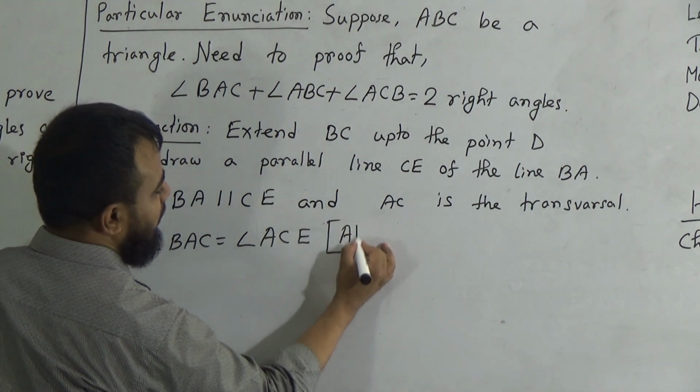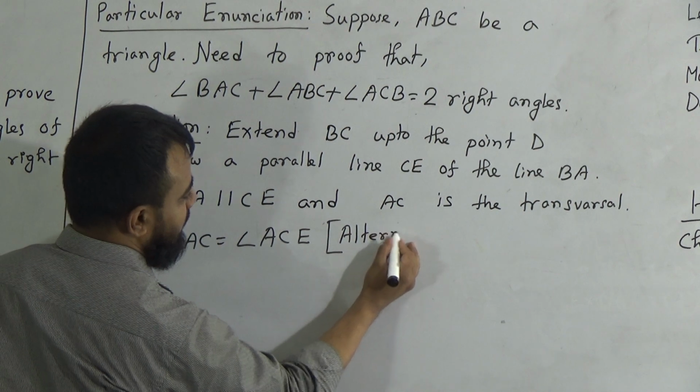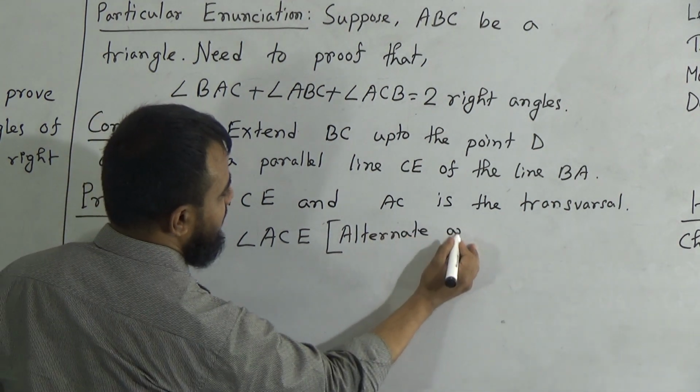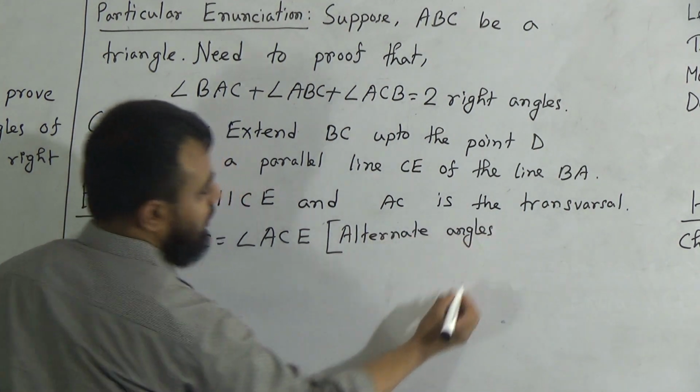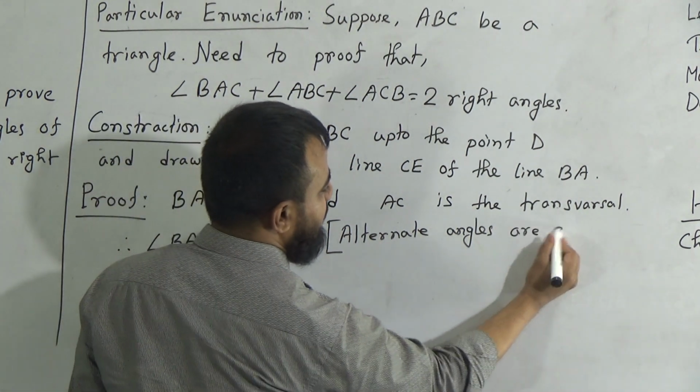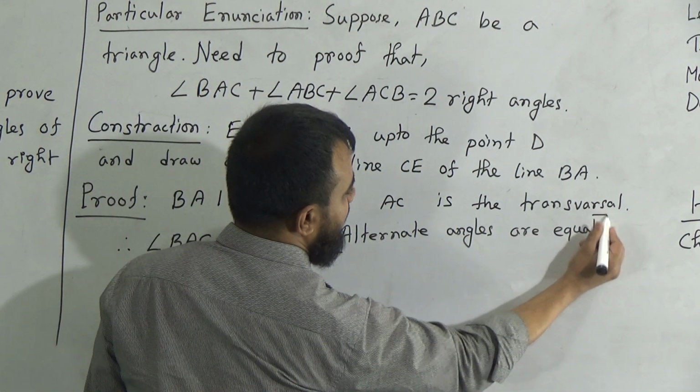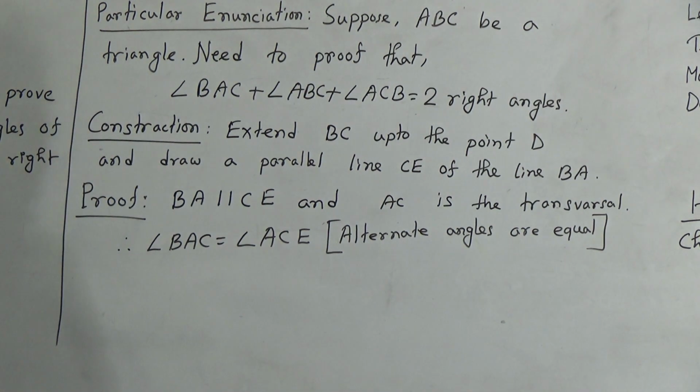You should write down alternate angles are equal. Okay, that is why you can write down, because these two lines are parallel to each other and AC is the transversal. So we can say that the alternate angles and the corresponding angles are equal. These two angles are alternate angles to each other, so these two angles are equal.